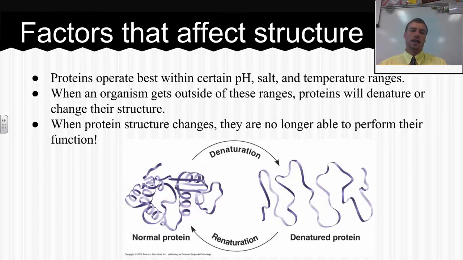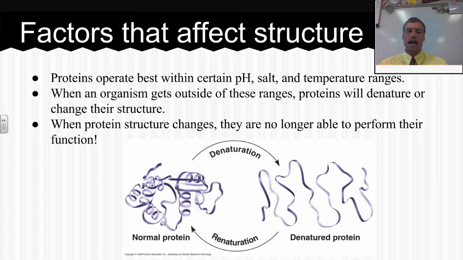Now, some of the factors that affect the structure of a protein: because you've got all this polarity going on, you have a lot of opportunity for changes in pH, changes in salt, and changes in temperature to affect the shape of a protein. And if its shape changes, it's no longer going to be able to function. We call that denaturing. When a protein is outside of its normal ranges for pH, salt, or temperature, it denatures. It can't perform its function anymore.